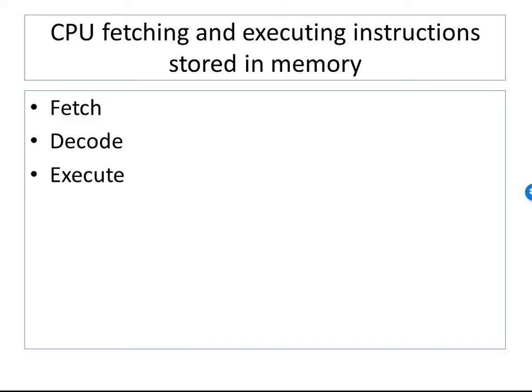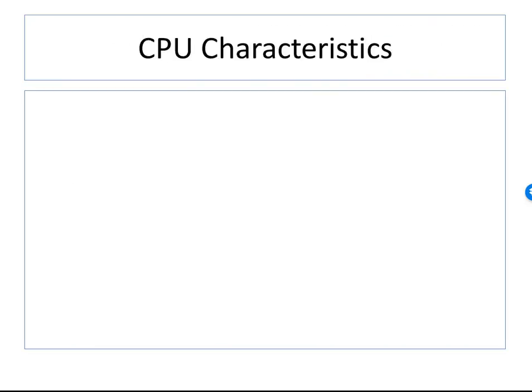The execute part is where the control unit links together the parts of the CPU that are needed to carry out the instruction. The CPU is a vastly complex piece of hardware which has different areas, different bits that it can be used for. So all in all, the CPU takes instructions from the memory, makes them available, and then allows them to be executed within the computer.